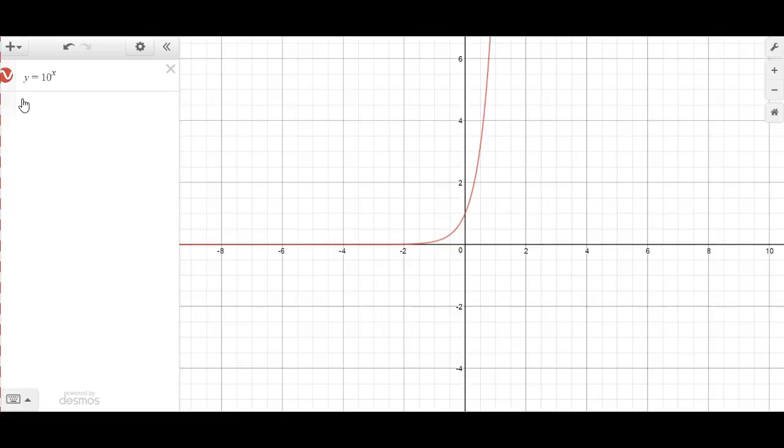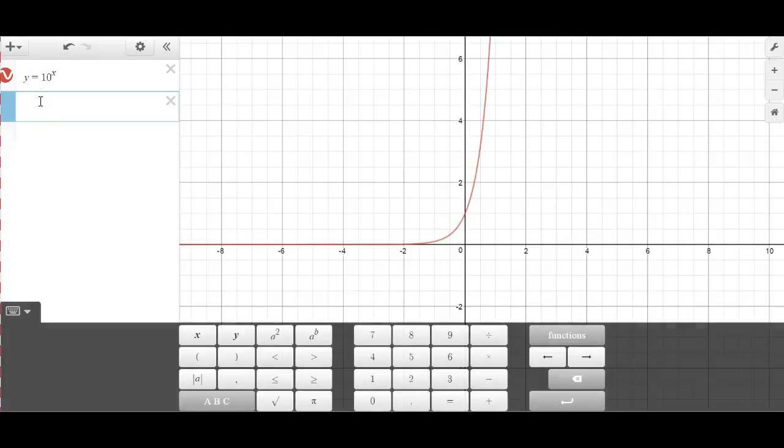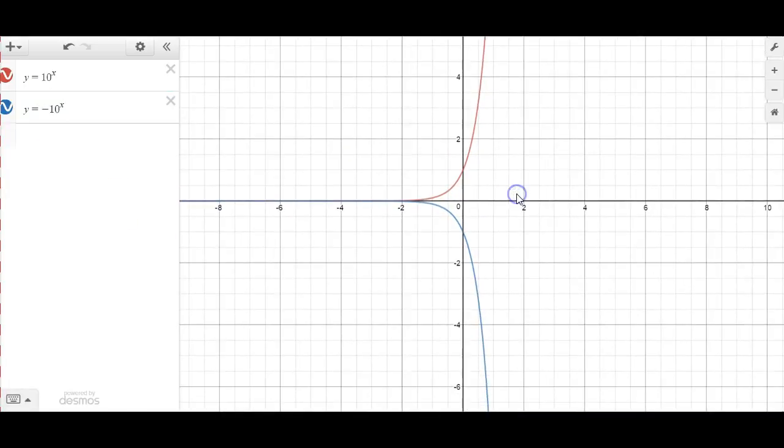I'm just attaching my screen to this to make it easier for me. So we're going to have a look at when the base number becomes negative. So let's add that to our graph here. So y equals -10, and we want to raise it to the power of x. And you'll notice that, if I just move this up a little bit, what we've really got is that negative has reflected that line in the x-axis. So that's the first point you want to see.